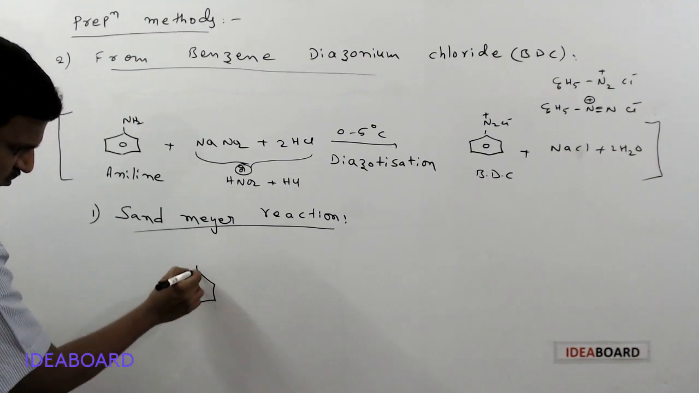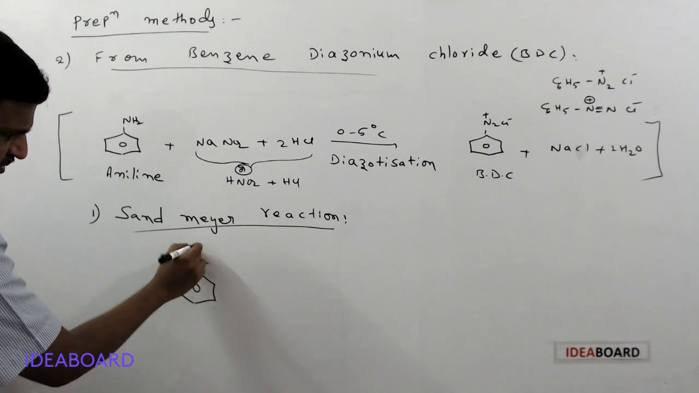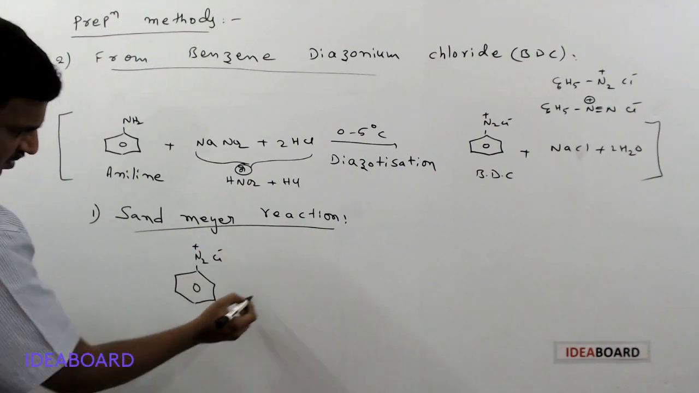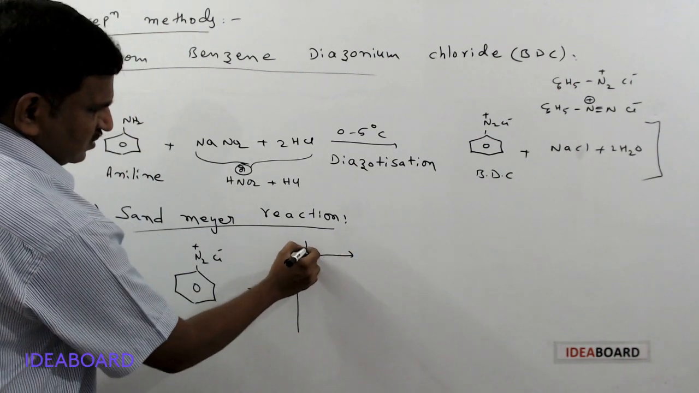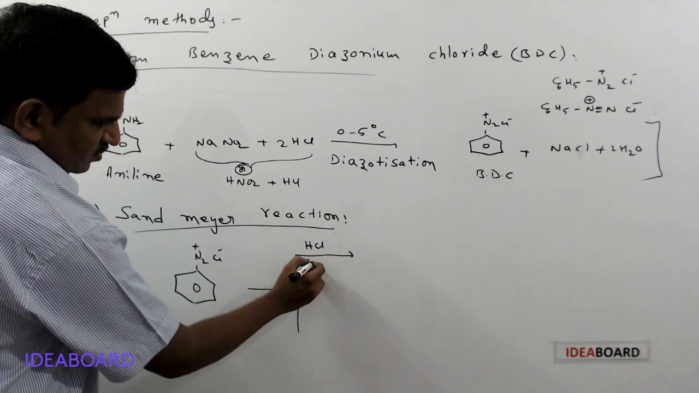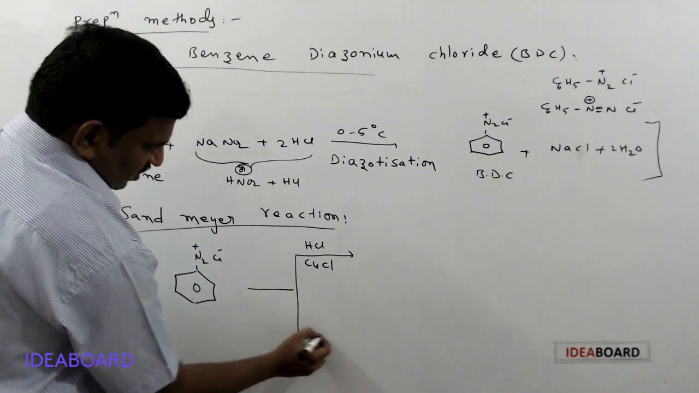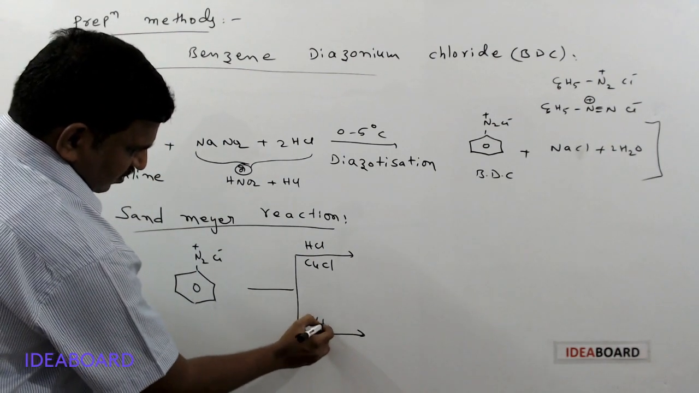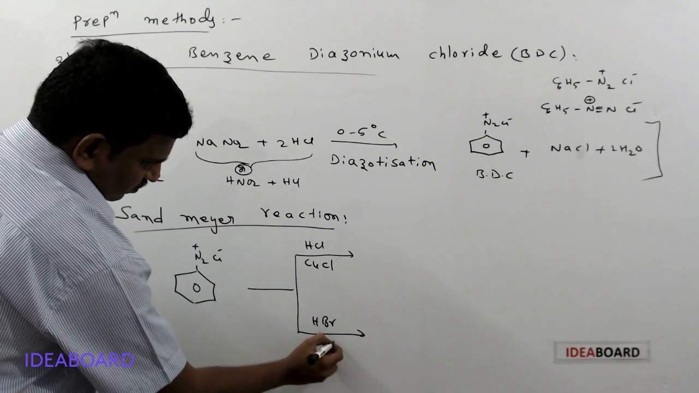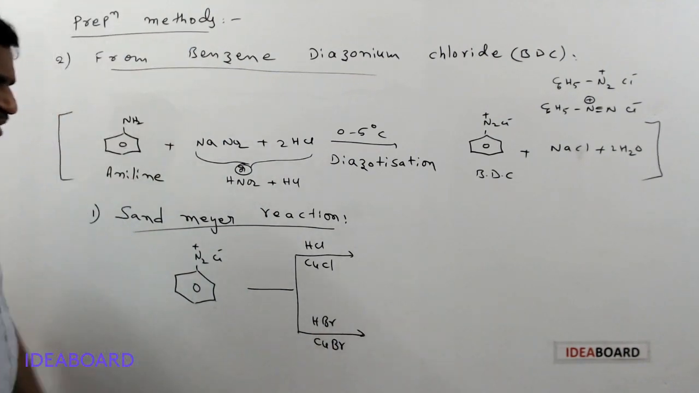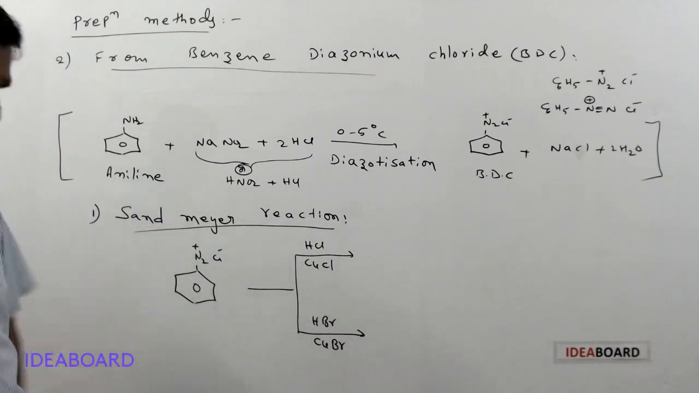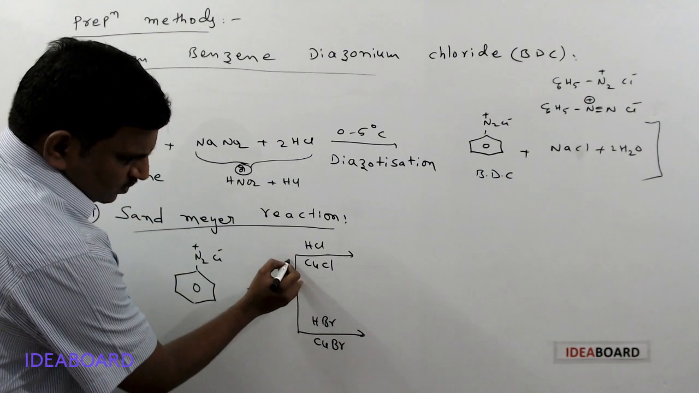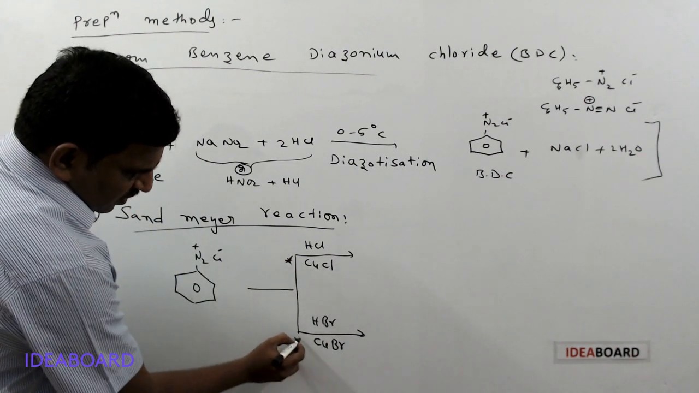The benzene diazonium chloride, N2+ Cl−, reacts with either HCl in the presence of CuCl, or with HBr in the presence of CuBr. It is very important, please remember the reagent. The reagent is very important for the Sandmeyer reaction. So here, CuCl and CuBr.